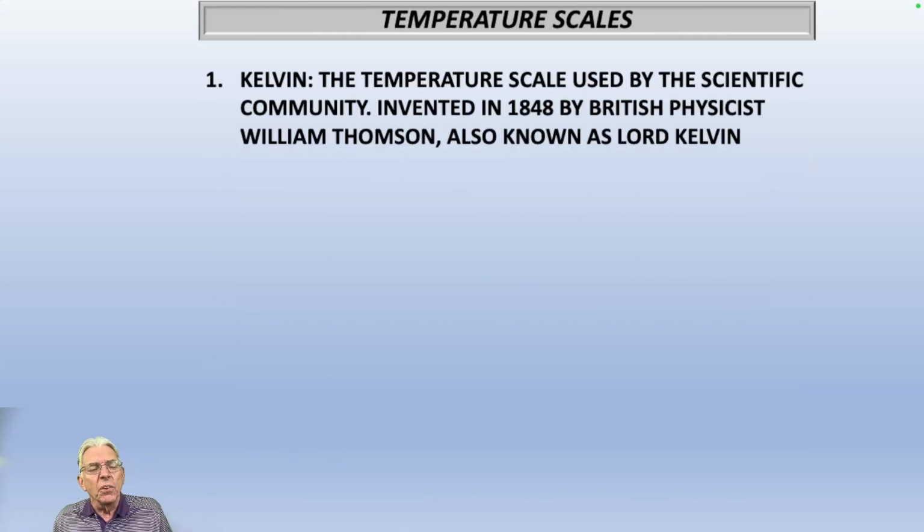All right, so there are three temperature scales. The Kelvin scale is the one that is used by the scientific community. Every time I download model data, all of those temperatures are in degrees Kelvin. So if I want them to display in Celsius or Fahrenheit, then I have to do that conversion in my script to get it to come out that way. So the Kelvin scale is the one used by the scientific community, and it was invented in 1848 by British physicist William Thomson, who was also known as Lord Kelvin, hence the name, the Kelvin scale.